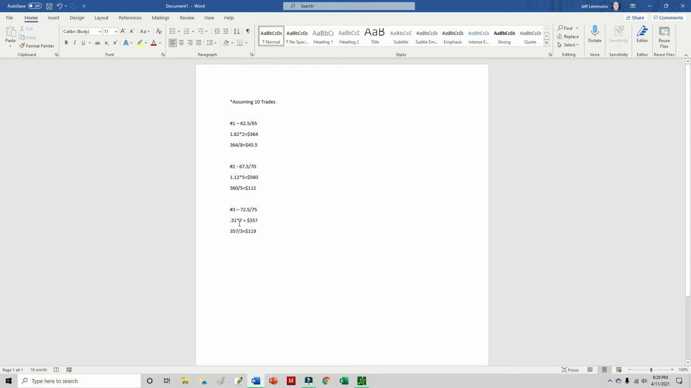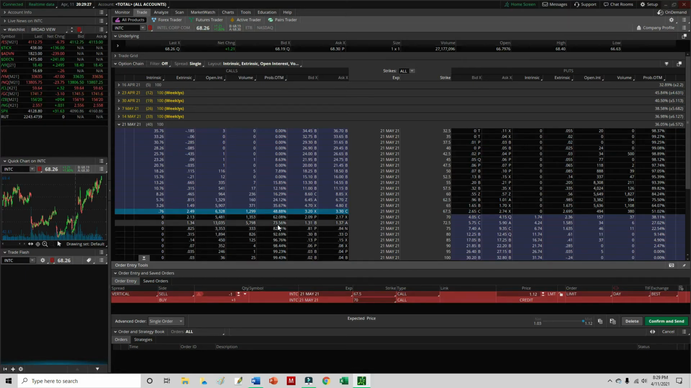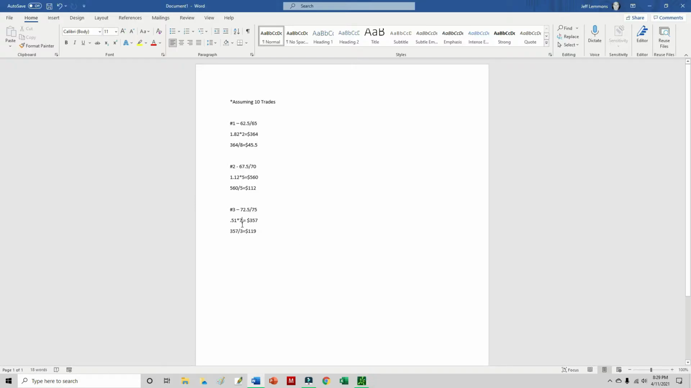I won't set it up on Thinkorswim. But it was a 51-cent premium, and if you look at the probabilities here, it was at 73. So you've got to assume you'll win 7 out of 10 trades, and that would net you a profit of 357 if you won 7 out of those 10. And if you lost 3 of them, you would take the 357 divided by 3, which means you have a max potential loss on each trade of 119.